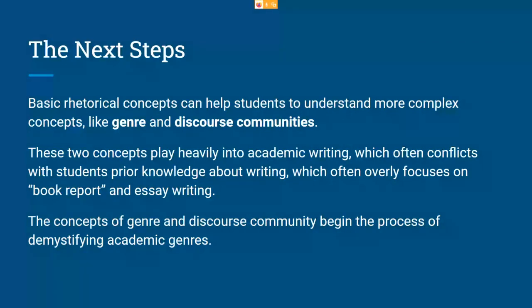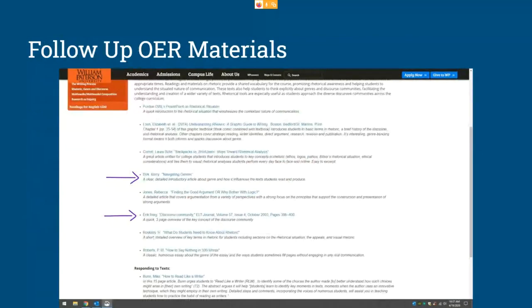Because if the book report and essays that they wrote in high school are genres that have certain expectations, and those expectations come from the audience and the purpose, then we have a way to talk about other forms of writing, and they have a way to digest other forms of writing that don't force them into a conflict where they have to think that everything they've heard up to this point is wrong. And that can be a very powerful tool in a course that is, after all, called college writing. And just a quick recap, the Dirk reading is about genre, and the Borg reading is about discourse community.